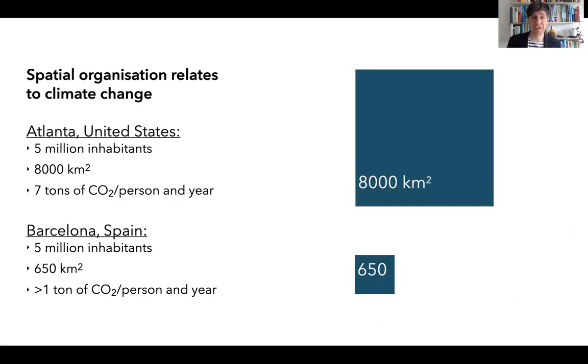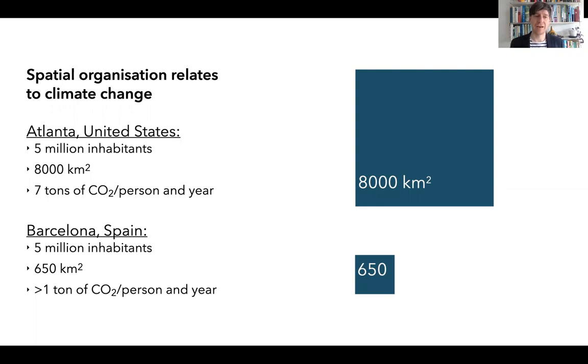If we start just to look at two cities, Atlanta and Barcelona. Atlanta in the United States and Barcelona in Spain. Their spatial organization is very, very different. And you can see that this spatial organization also has a great impact on climate change.